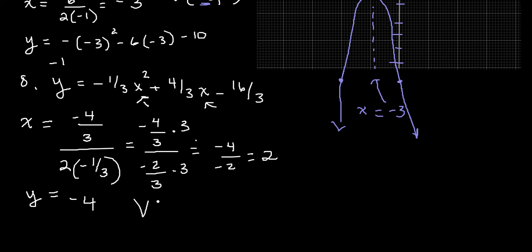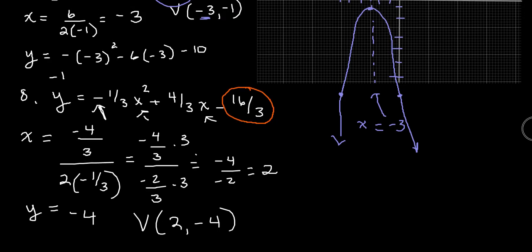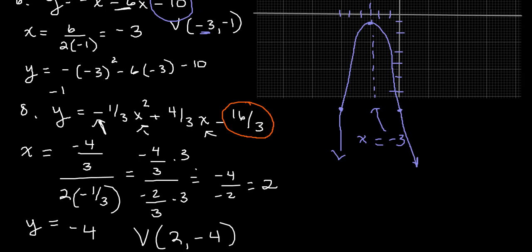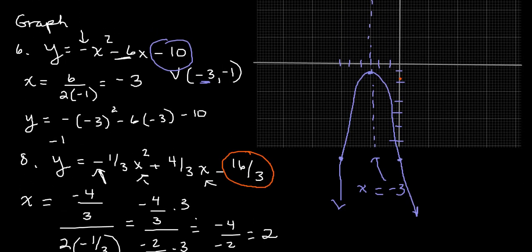So let's go graph that. Our vertex is 2, negative 4. It's another sad parabola. Our y-intercept is kind of tricky because it's a fraction, but that shouldn't scare us too much. It is negative 5 1/3. So we have a vertex of 2, negative 4. So let me just divide this one into thirds again. 2 and what did I say the other point was, negative 4.